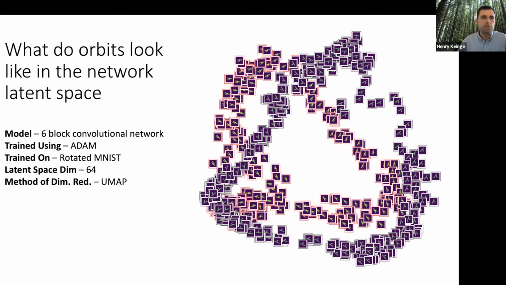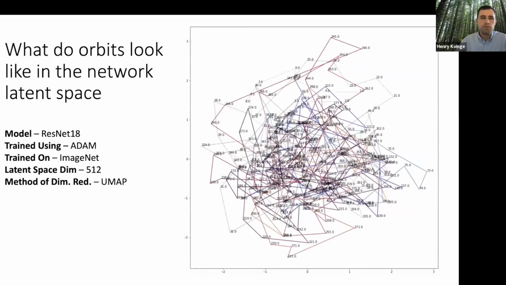Just to show another pretty picture, this is for a model that had a latent space of 512 dimensions, and this is just an orbit of a single digit as it's rotated, and you can see these things get pretty complicated. It seems to be quite a tangled mess of the point as it moves around in this high dimensional space.